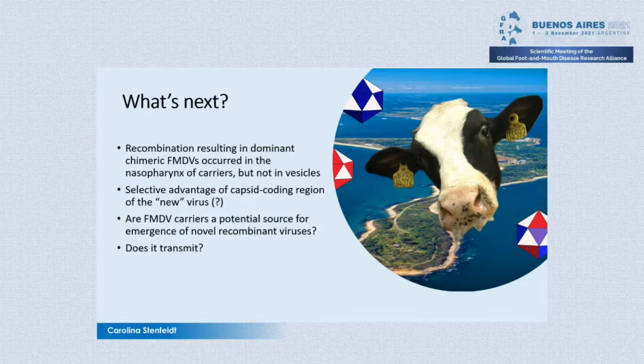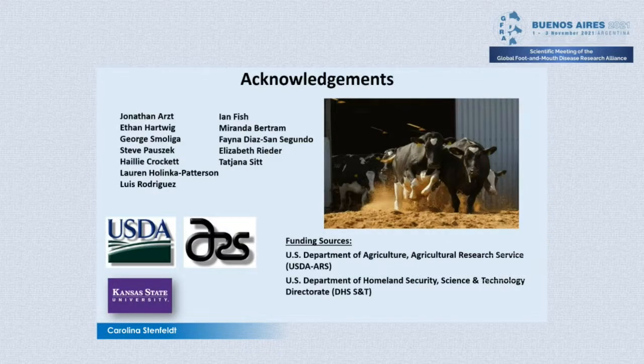The repeated finding of these recombinants in these superinfected carriers raises a question of whether persistently infected animals may function as a sort of mixing vessel and potential source of recombinant foot-and-mouth disease viruses out in the field. We saw that these superinfected animals were shedding some virus during this early phase of superinfection. We don't know if they're actually able to transmit infection at that stage, but it is an intriguing concept.